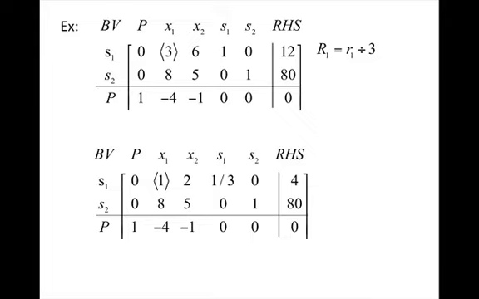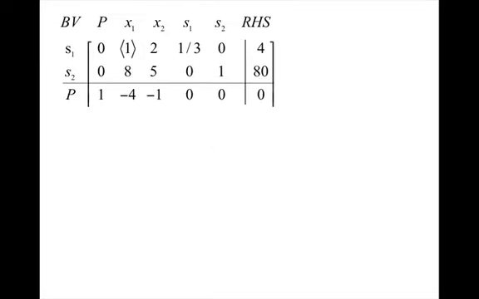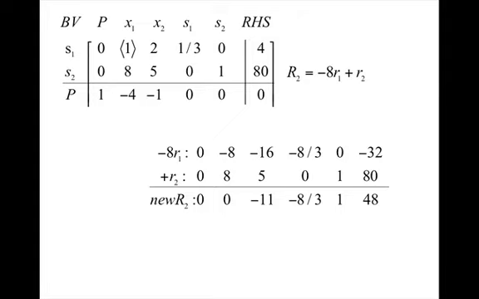Now I need to make the 8 become a 0 and make the -4 become a 0. To make the 8 become a 0, I'm going to say -8 times row 1 because row 1 contained my pivot element. And then I'm going to add that to row 2 because that's what I want to change. So -8 times row 1 gives me 0, -8, -16, -8/3, 0, and -32. Then add this to row 2, which is 0, 8, 5, 0, 1, 80.